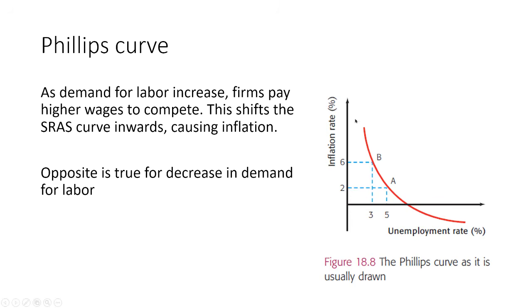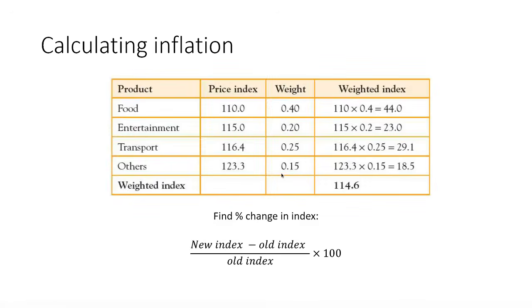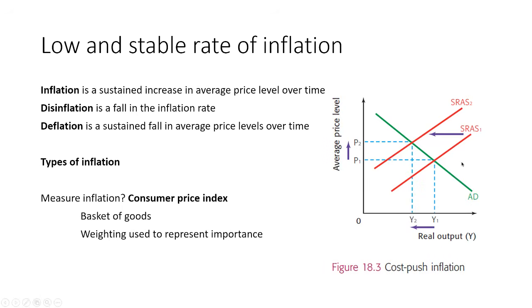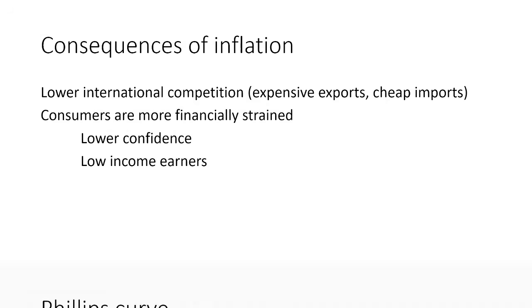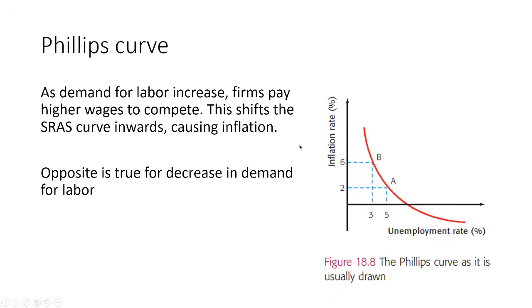So here, for example, when short-run aggregate supply decreases because firms pay higher wages, so their costs of production increase, this will cause a higher inflation rate, as you see here, where it will intersect. The opposite is true for a decrease in demand for labor.